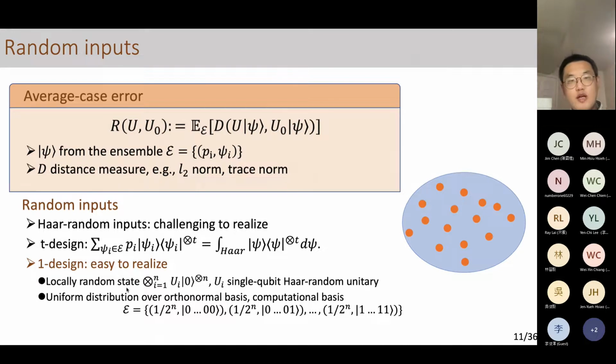For example, if we know some input state like the 0 state, then we implement a random unitary on each qubit, just a one layer circuit. Then this output state is a one-design state. Another example of a one-design is the uniform distribution over an orthogonal basis, like the computational basis states. We choose the state 0, 0, 0, 0, 0, 1, or 1, 1, 1 with the same probability. Then this example is a one-design. So in the following of this talk, we will mainly focus on the one-design input state. And this one is quite reasonable and much easier to realize.